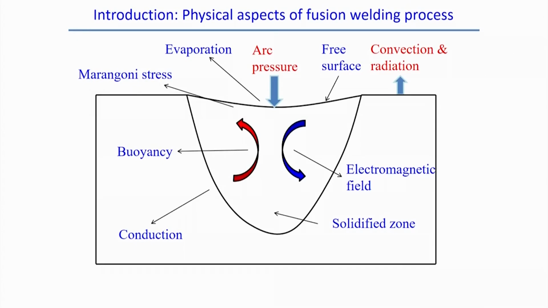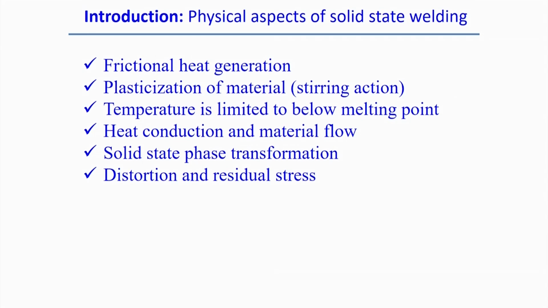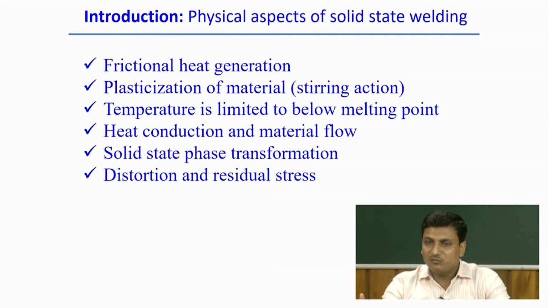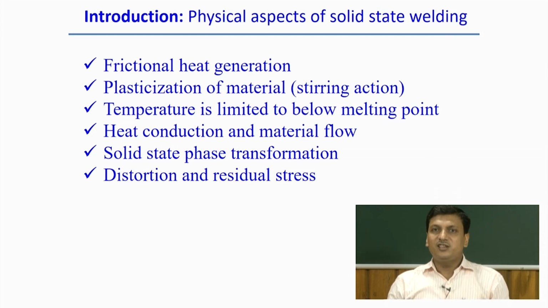So, these are the typical physical phenomena that happen in the welding process. Now, we will look into how all these aspects can be represented in the mathematical sense. After fusion welding, let us consider the physical aspects of solid state welding. In the solid state welding process, normally the heat is generated by frictional force, or frictional heat generation mainly happens, instead of an arc or laser source as in the fusion welding process.